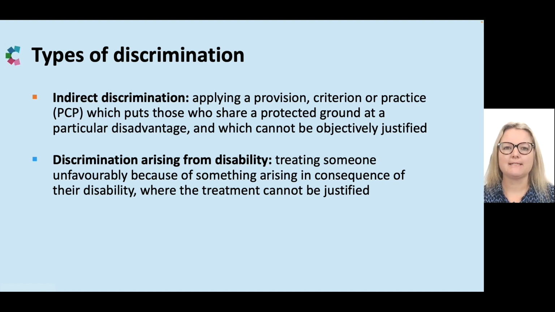Discrimination arising from disability is where someone is treated unfavourably because of something arising in consequence of their disability, where the treatment cannot be objectively justified. So an example might be a situation where someone doesn't gain a promotion that they have gone for because they have below average communication skills. If their below average communication skills arise out of a disability, then that will obviously be unfavourable treatment because of something arising in consequence of their disability.